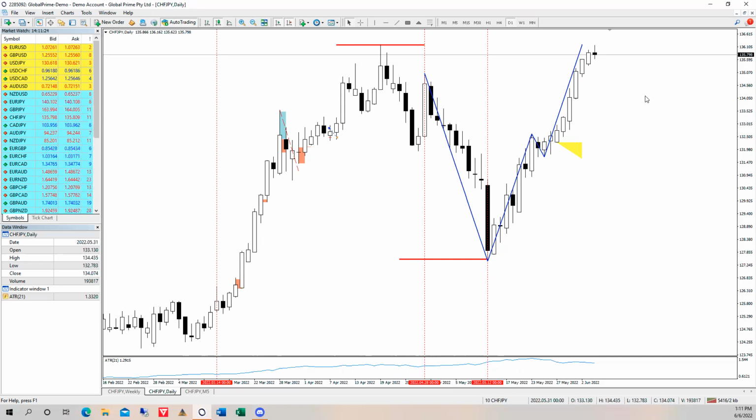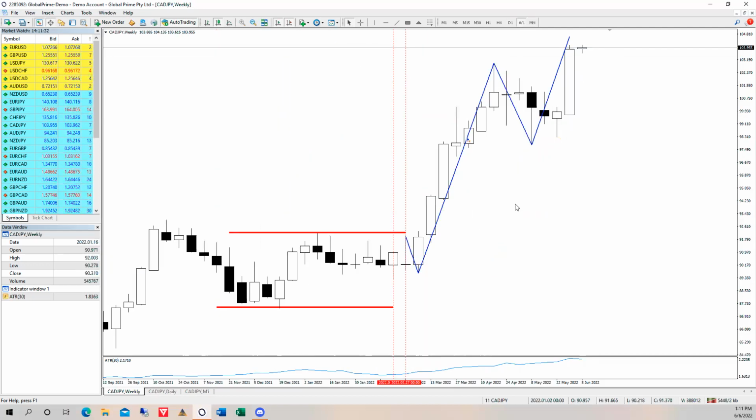So again, for H4 impulse, because of our HTC channel over here, not something that we've necessarily taken. Here's CAD/JPY, where you can see that this is probably the strongest of the lot with that bullish breakout. We'll break above and close above that preceding wave high.